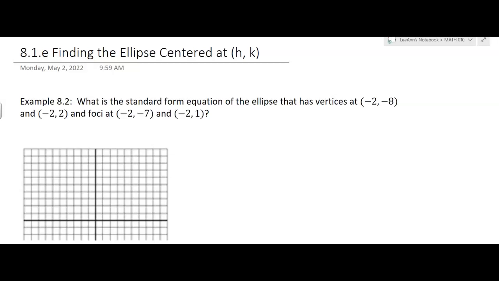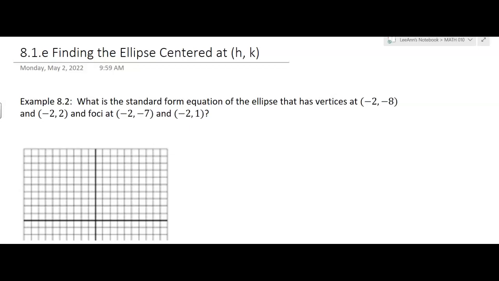Okay, so it says, what is the standard form equation of the ellipse that has vertices at (-2, -8) and (-2, 2), and foci at (-2, -7) and (-2, 1)? I think the easiest way to do this problem is just to graph it, and then you can see what's going on. The book shows other ways.